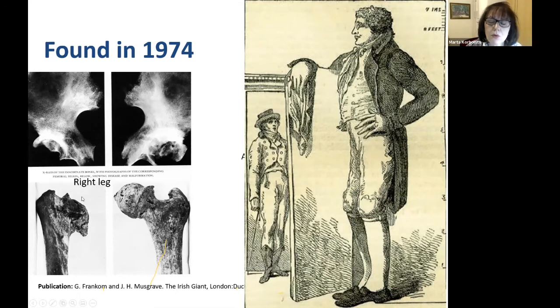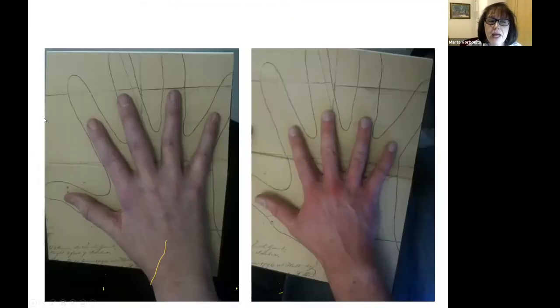So he probably had awful pain to stand up, and that's why he always needed to lean on something. It's a part of his suffering. And here is the hand of this giant compared to the hand of the giant living today, who was treated at the age of 19, compared to a medical student's hand, a normal sized hand, just for comparison.